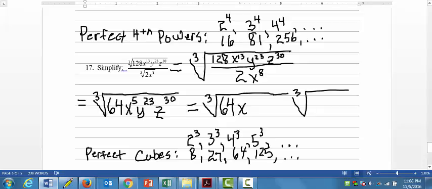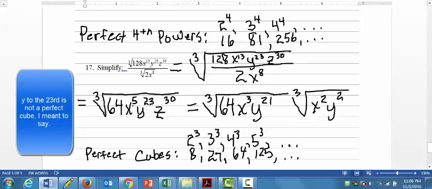64 is a perfect cube, but x to the 5th isn't. So I write x to the 5th as x cubed times x squared. Y to the 23rd is not a perfect cube, so I write it as y to the 21st times y squared. Since the index 3 divides evenly into 21, y to the 21st is a perfect cube. And z to the 30th is a perfect cube.